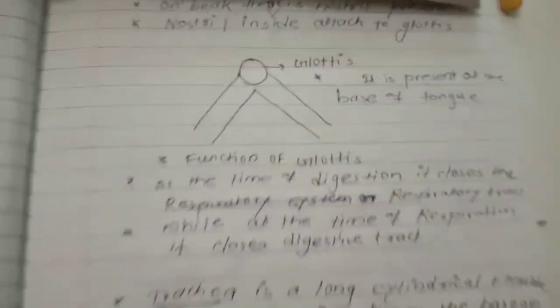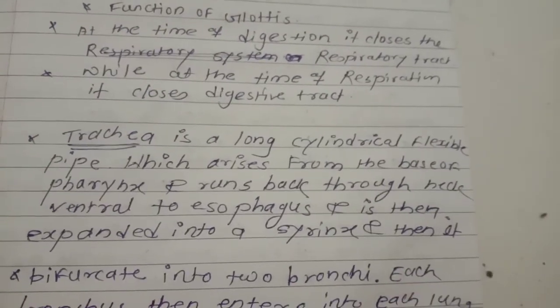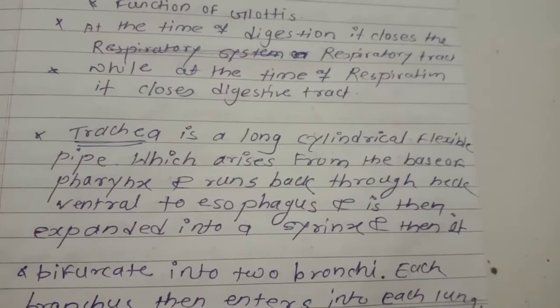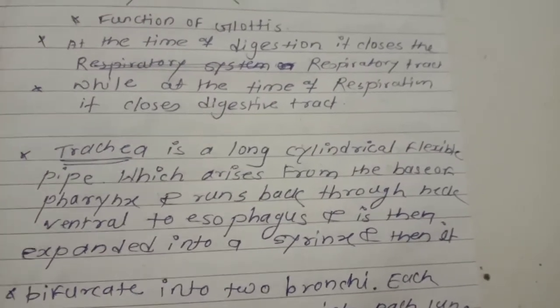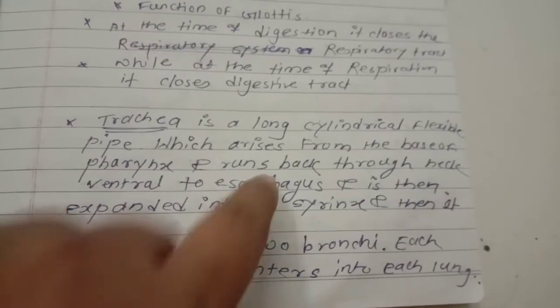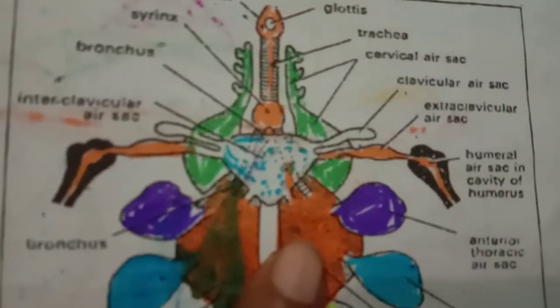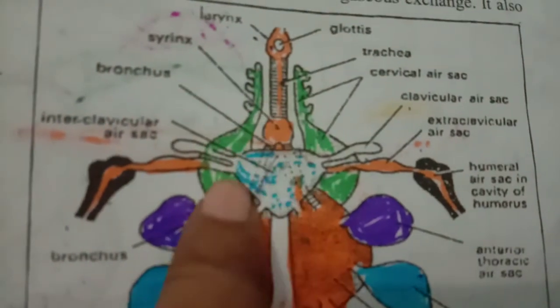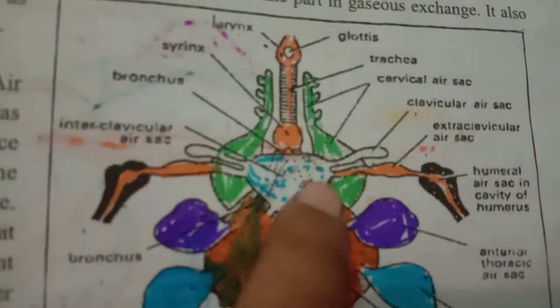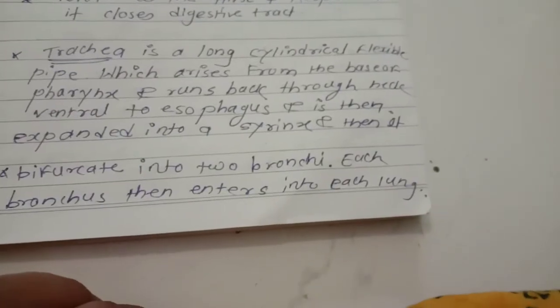The trachea is a long cylindrical flexible pipe which arises from the base of pharynx and runs back ventral to the esophagus and expands into syrinx. Then it bifurcates into two bronchi. Each bronchus then enters into each lung. So in this diagram you can see it. Then it bifurcates into the two bronchi. Here you can see each bronchus then enters into each lung.